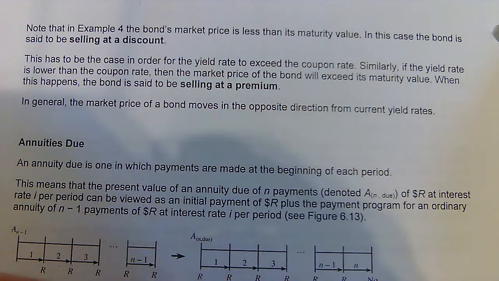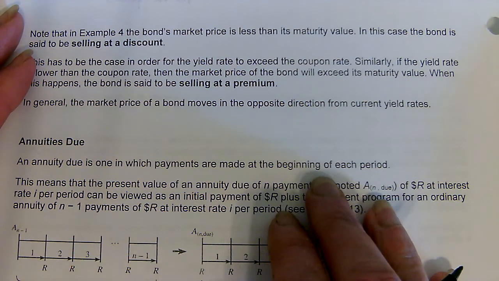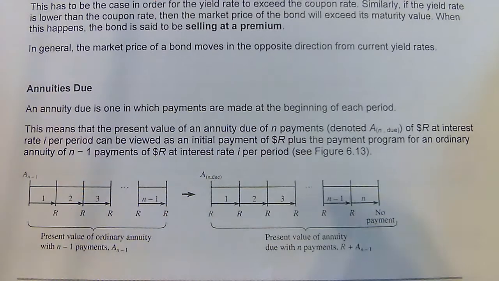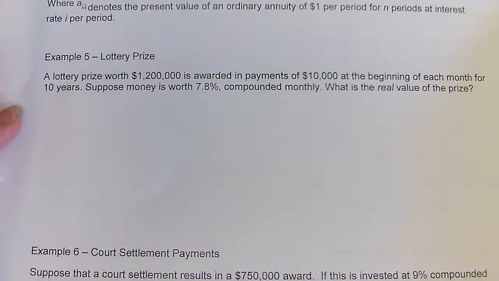So we also want to talk about the present values of annuities due. And that's when payments are made at the beginning of each month. I'm not going to go through where the formula comes from, because like we've said, we can do this in the calculator a lot faster.